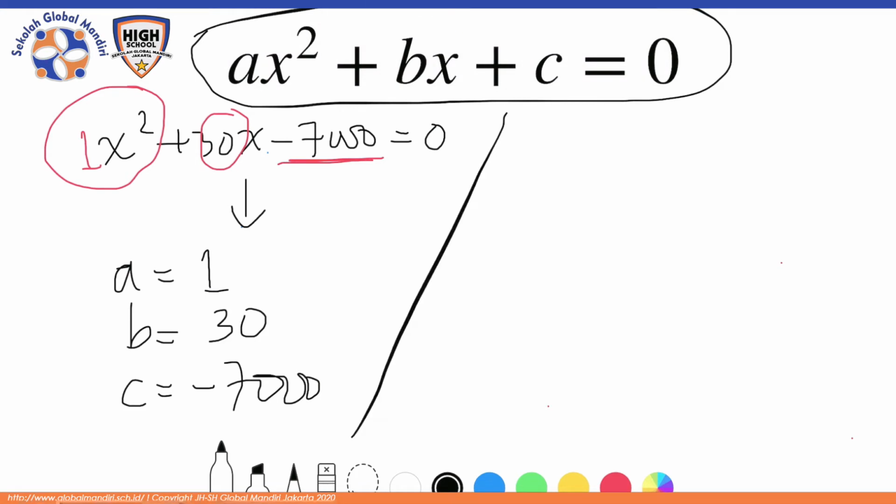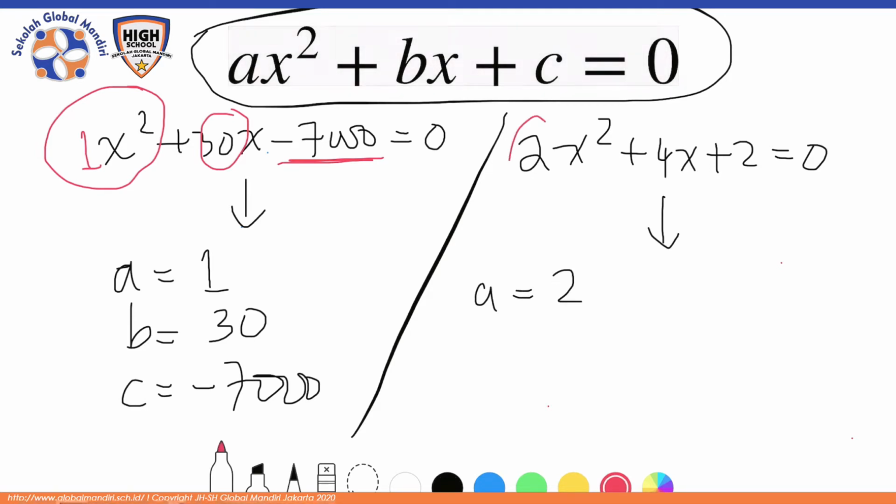Let's take a look at another example. So, 2x squared plus 4x plus 2 equals 0. Now, can you mention the a? Yes, it is 2, something behind x squared, and also b is 4, something behind the x, and also c is 2.